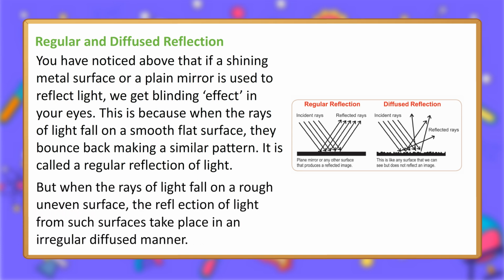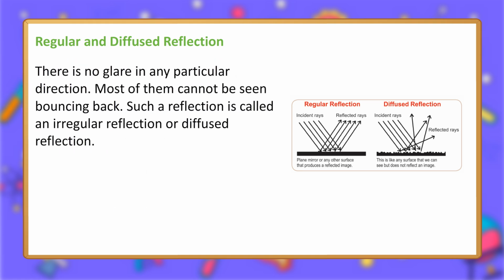But when the rays of light fall on a rough uneven surface, the reflection of light from such surfaces takes place in an irregular, diffused manner. There is no glare in any particular direction. Most of the rays cannot be seen bouncing back. Such a reflection is called an irregular reflection or diffused reflection.